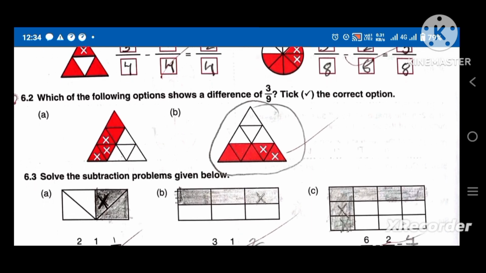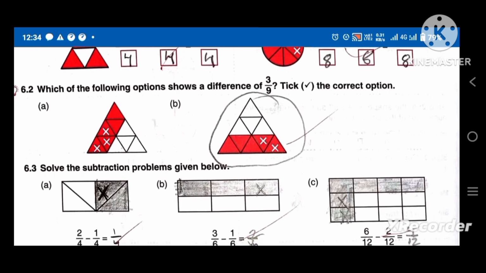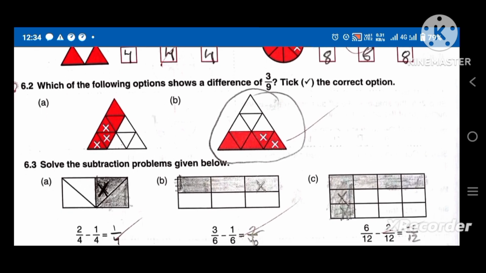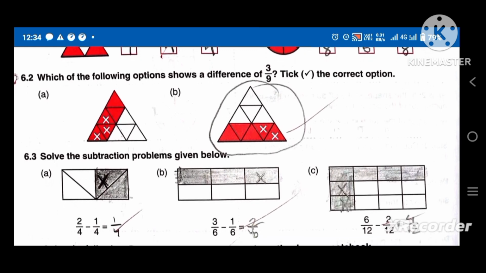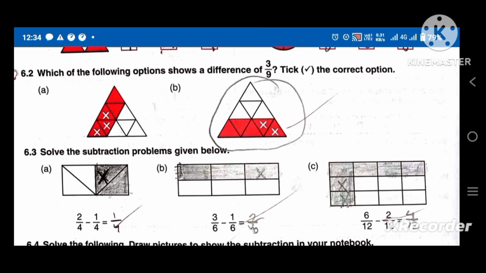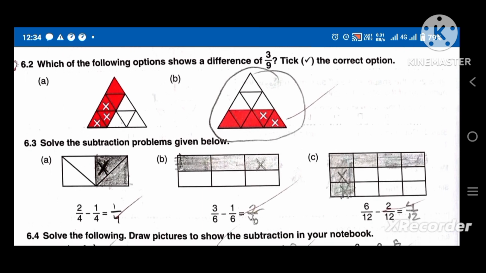Second one is the correct option because in this, 9 parts are there and 3 parts are shaded. 2 parts are wrong.